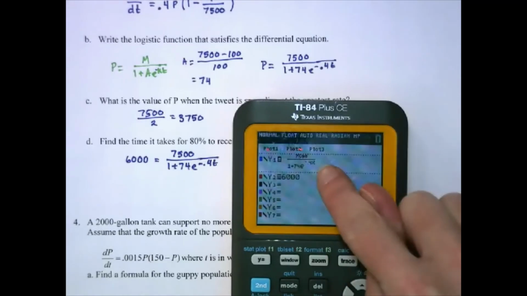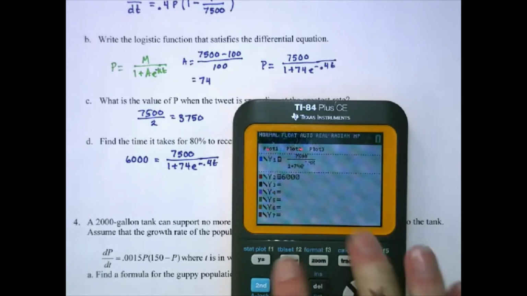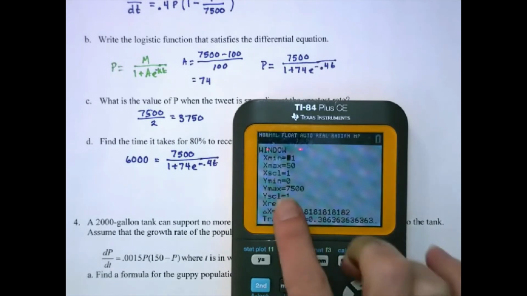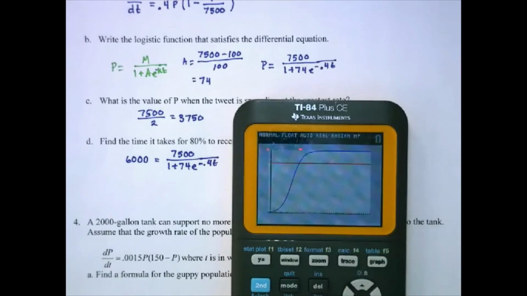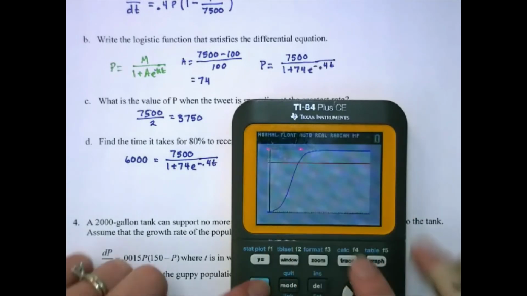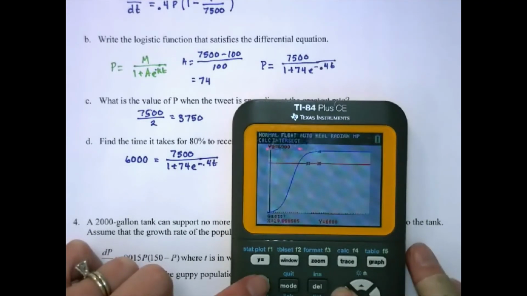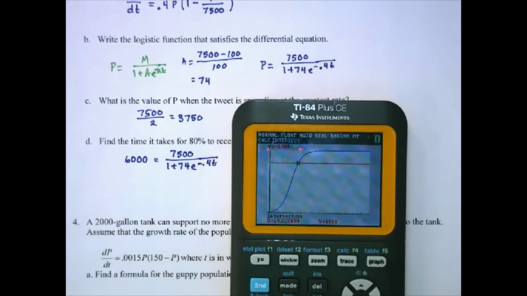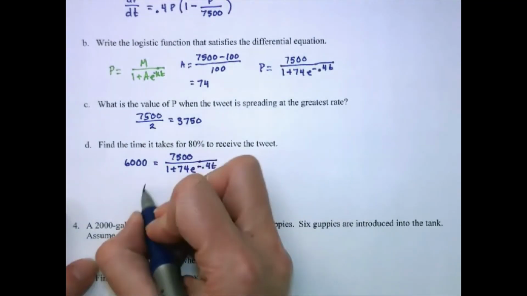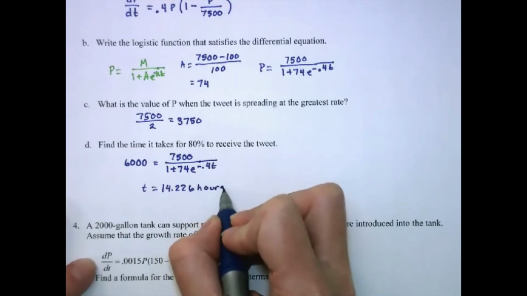So in my y equals, I put the logistic equation, and 6,000, because that's what I wanted it to equal. For my window, I went from 0 to 50, but you might need to change that depending on the rate. And then from 0 to 7,500. So my graph looks like this. So we have that nice logistic curve. We're interested in that. So I calculate the intersection. Okay, and we get a value of 14.226. And that would be in hours.